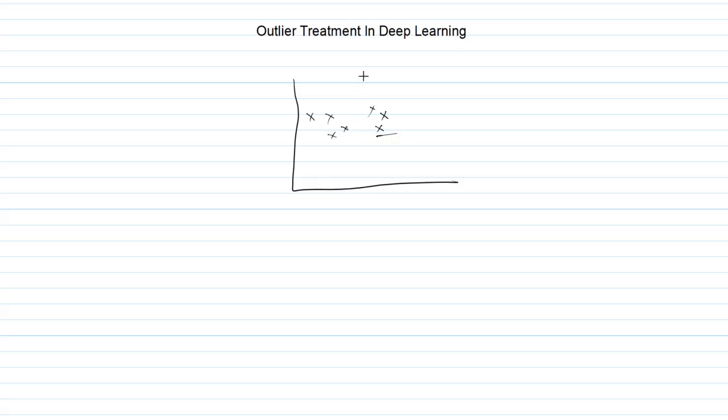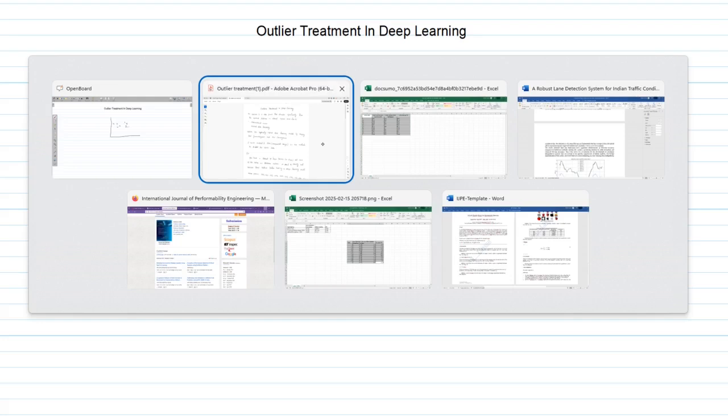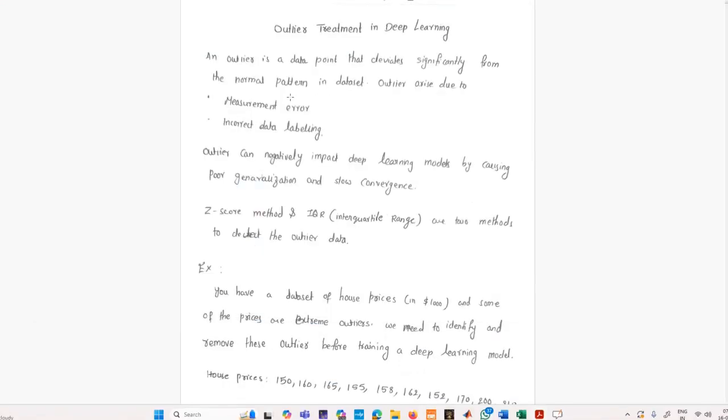So these outlier data will create a problem when we are predicting the outputs, while creating a model for a specific application. So how do we deal with this outlier data in deep learning? Let us discuss. The definition is: an outlier is a data point that deviates significantly from the normal pattern in a dataset. That I said may happen due to measurement errors or incorrect data labeling.